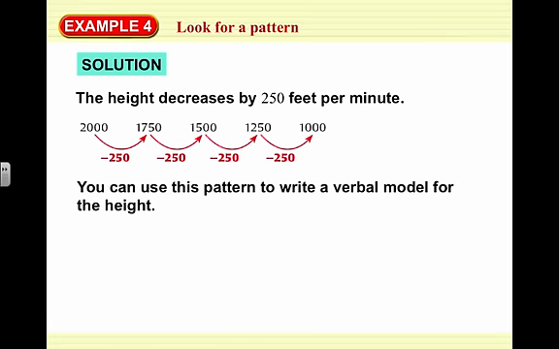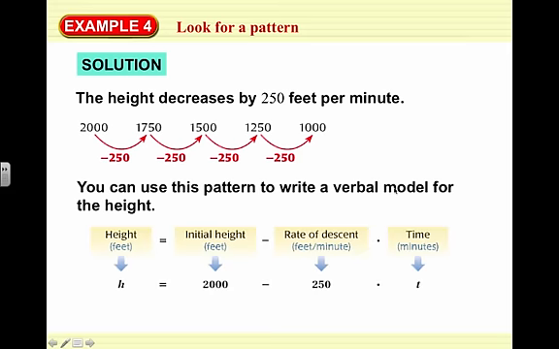You can use this pattern to write a verbal model for the height. The height is going to equal the initial height minus the rate of descent, the number of feet per minute of altitude that the paramotorist is losing, because it's heading to the ground, times time, the amount of time that the paramotorist has actually been descending. So algebraically, h equals 2,000, that initial height when time was 0, minus 250, because that's the rate of descent, times time.